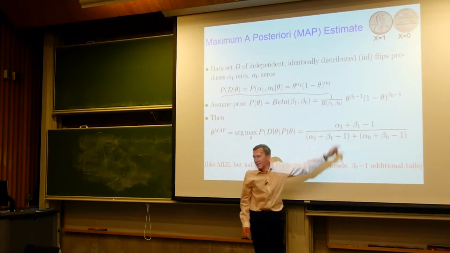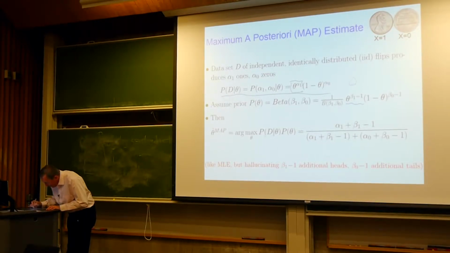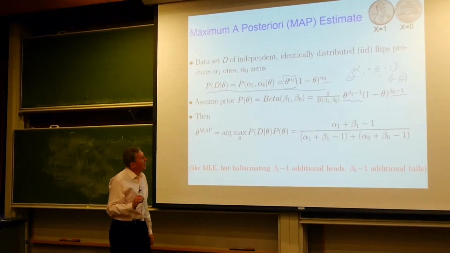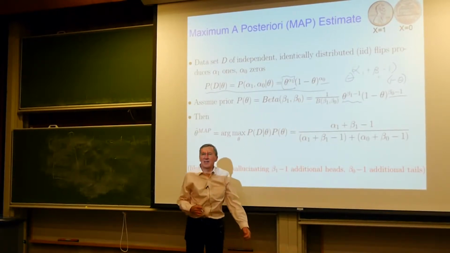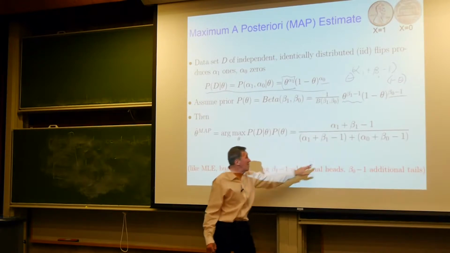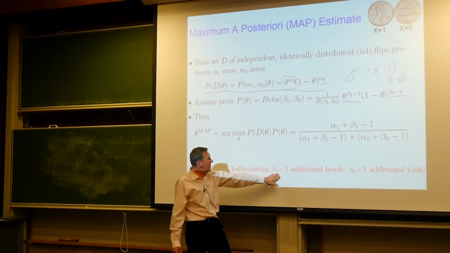And when we multiply those together, we get this nice expression where this quantity and this quantity go together so that we end up with theta to the alpha 1 plus beta 1 minus 1 times 1 minus theta to the alpha 0 plus beta 0 minus 1. So that actually gives us something of the same kind of form. And so then, not surprisingly, when we maximize this by picking the theta that maximizes it, we get something that looks just like the MLE estimate, except with some hallucinated additional imaginary heads and tails added in.